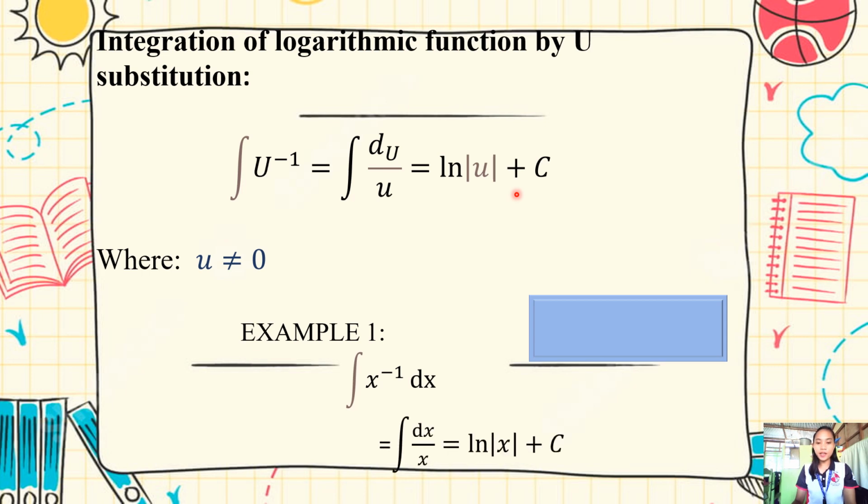So the answer will be the integral of dx over x, which is equal to ln x plus c. As long as u is raised to -1, it will be du over u. Therefore, if x is raised to -1, it will be dx over x. As we have observed, x raised to -1 is 1 over x, so 1 over x times dx will be the integral of dx over x. So that's it.